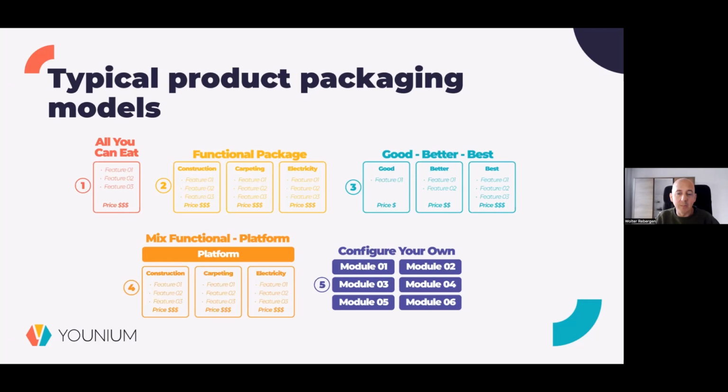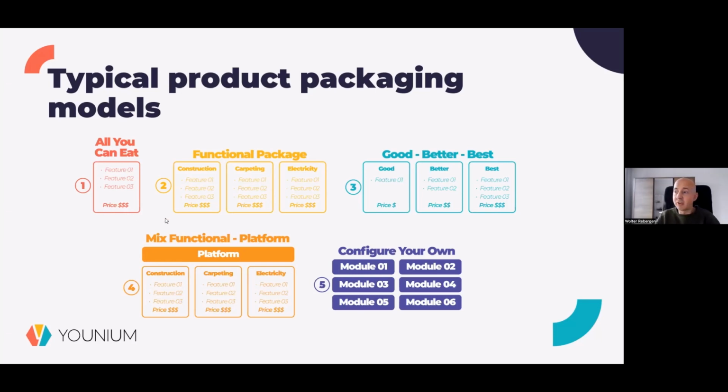Cool. I think the voting is kind of done. So I don't know if you can see the results on the screen, so I'm just going to mention it anyway. 6% has the all you can eat out of the audience today. 22% has the functional packages, which is number 2. And 22% also has the good, better, best.